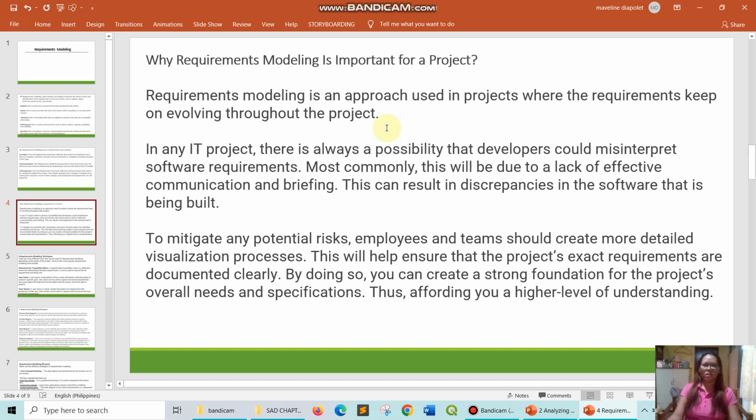In any IT project, there is always a possibility that developers could misinterpret software requirements. Most commonly, this will be due to a lack of effective communication and briefing. This can result in discrepancies in the software that is being built. To mitigate any potential risk, employees and teams should create more detailed visualization processes. This will help ensure that the project's exact requirements are documented clearly. By doing so, you can create a strong foundation for the project's overall needs and specification, thus affording you a higher level of understanding.